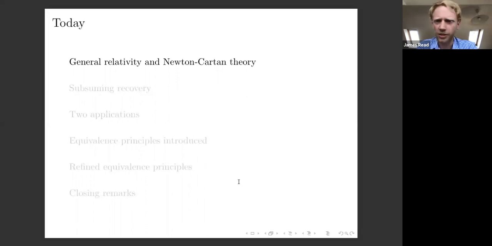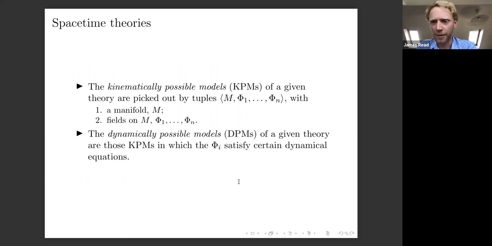Okay, so general relativity and Newton-Cartan theory. Here's a framework which we're all very familiar with, the distinction between kinematically and dynamically possible models. Kinematically possible models of a space-time theory are picked out by tuples of a manifold M and then various geometrical fields on M, phi 1 to phi n.